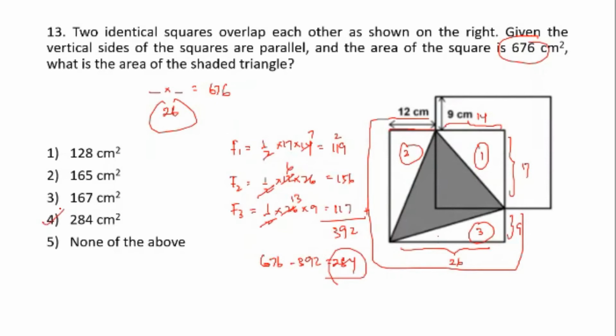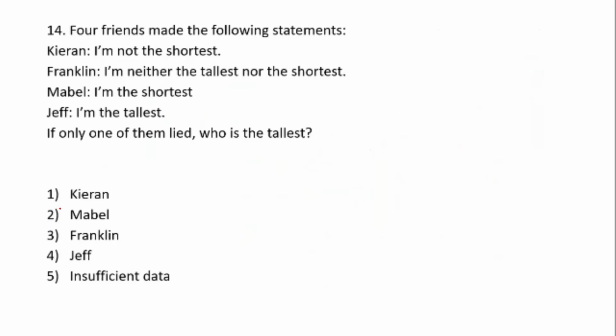Right. Number 14. 4 friends made the following statements. Kieran says, I'm not the shortest. Franklin says, I'm neither the tallest nor the shortest. Mabel says, I'm the shortest. Jeff says, I'm the tallest. If one of them lied, who's the tallest? So it's about logic, all right? Now, what you should do is to try to determine who lies and then test the other statements.